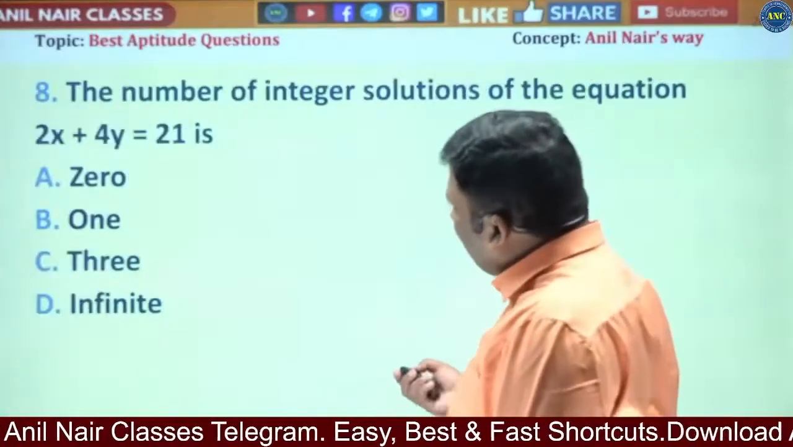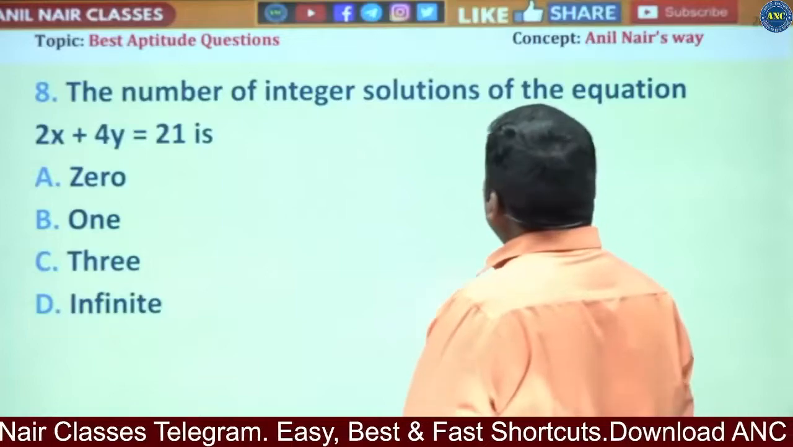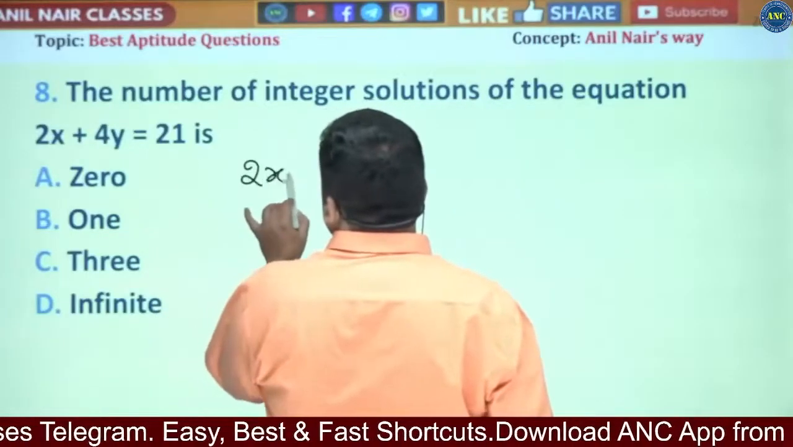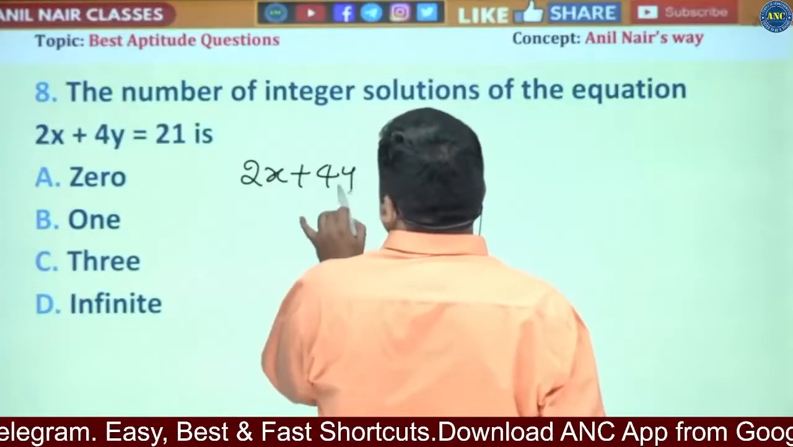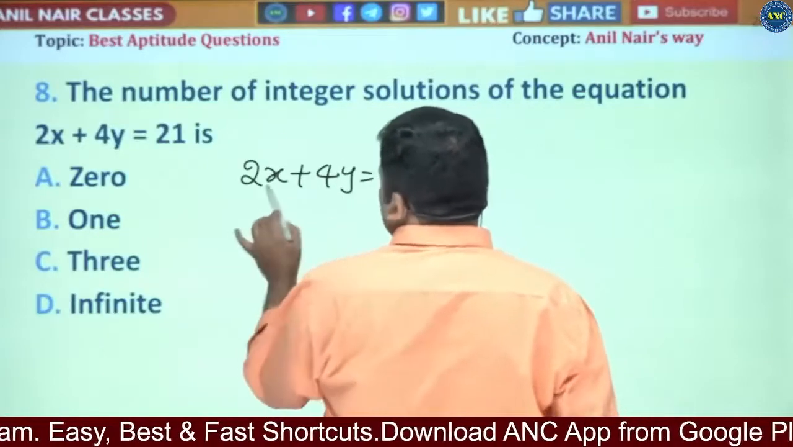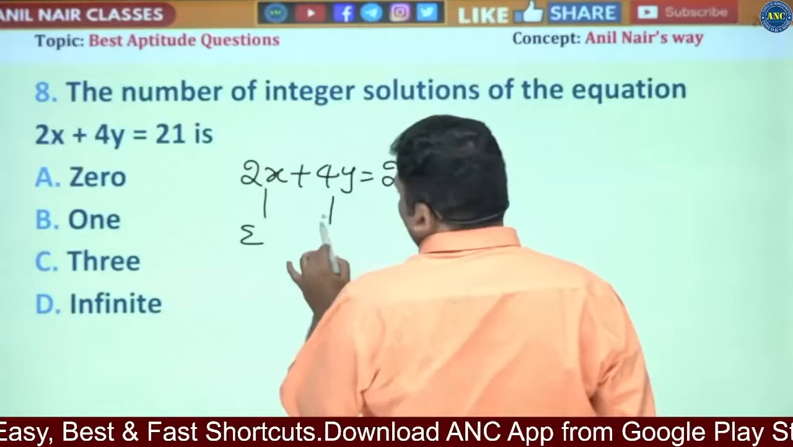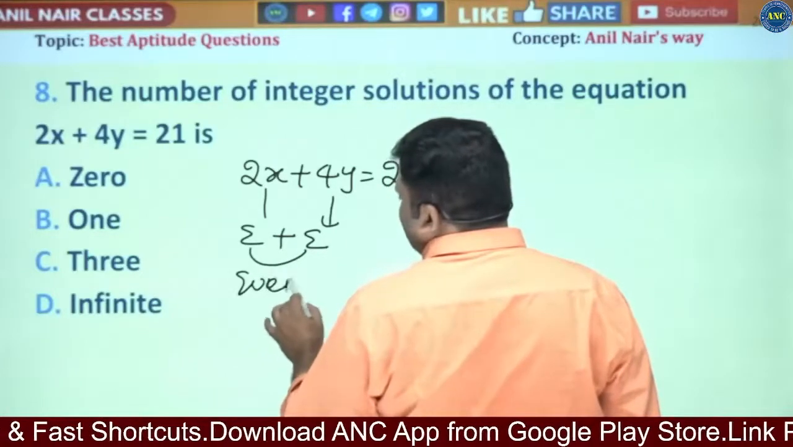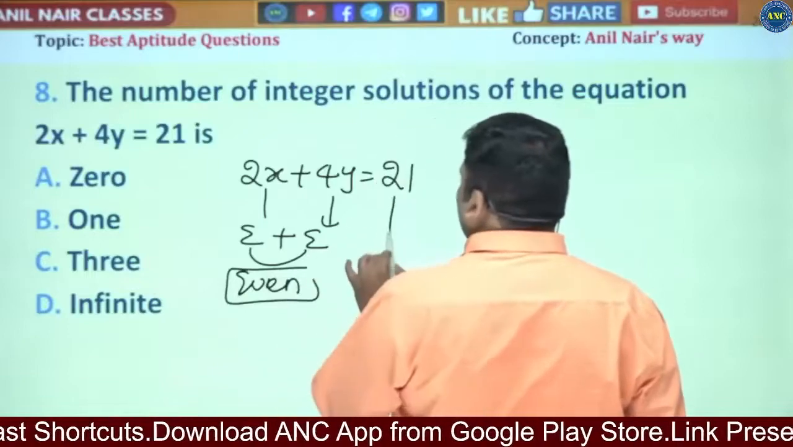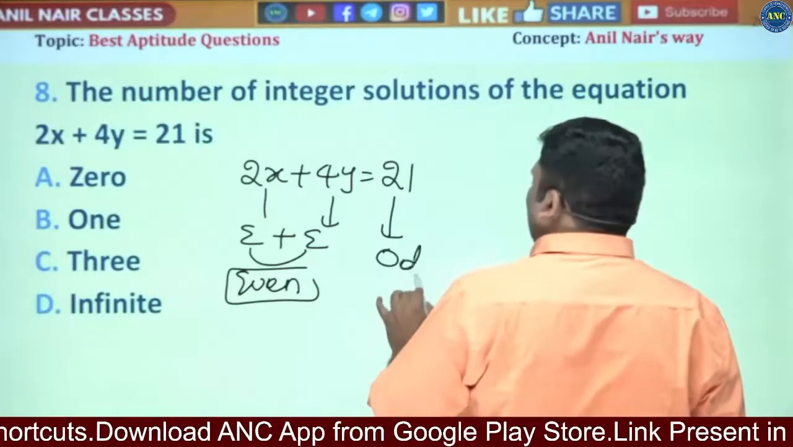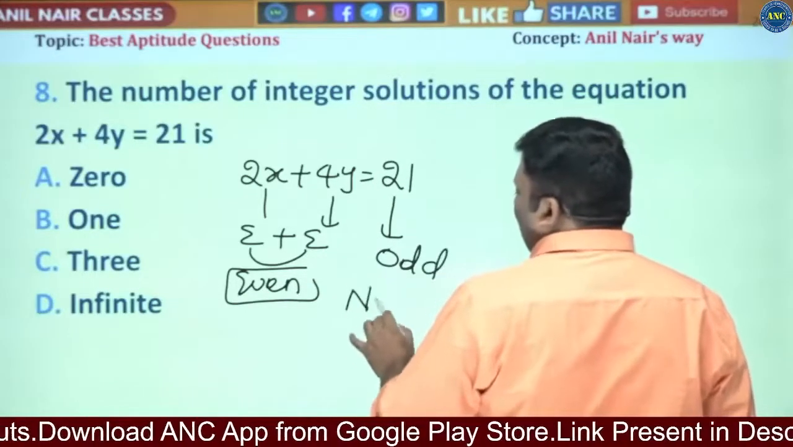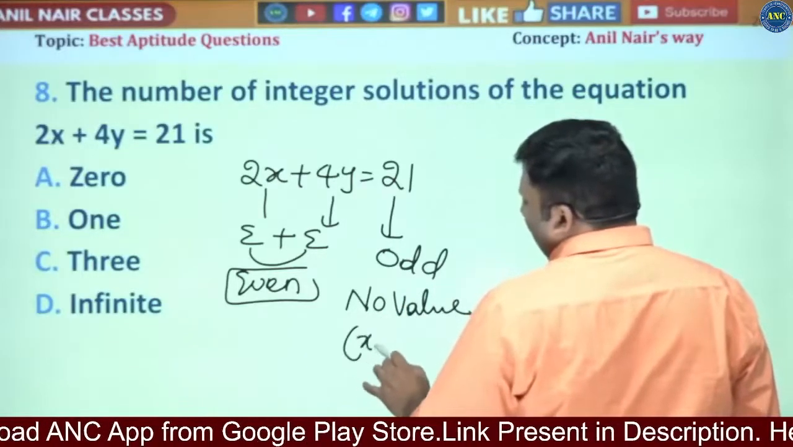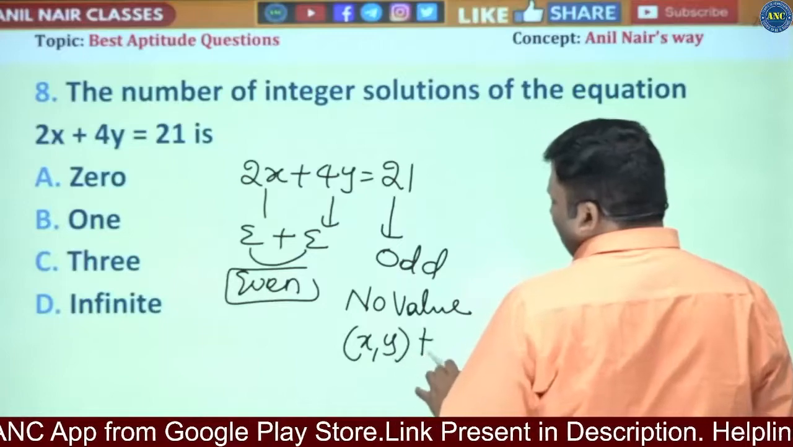Do not miss. Okay, same question here. The number of integral solutions for the equation 2x plus 4y equals 21. 2x is an even number. 4y is an even number. Even plus even is an even number. The answer should be an even number. 21 is an odd number. So the answer will be no values x comma y take.